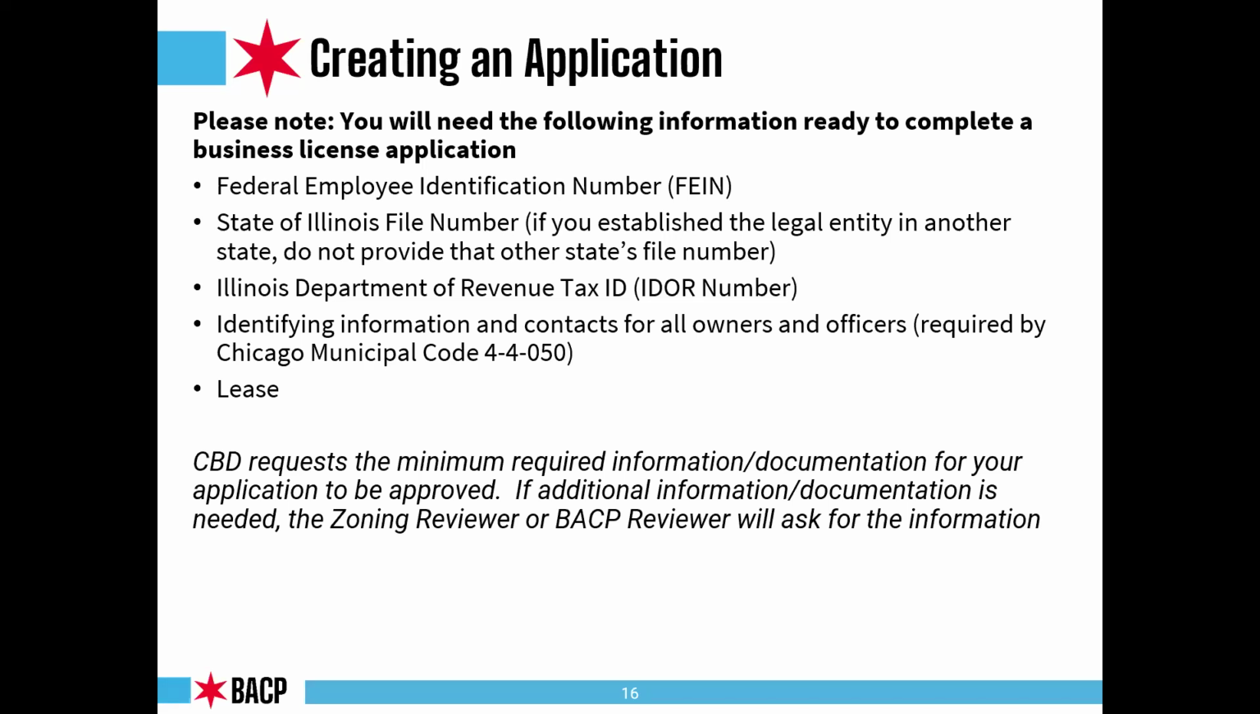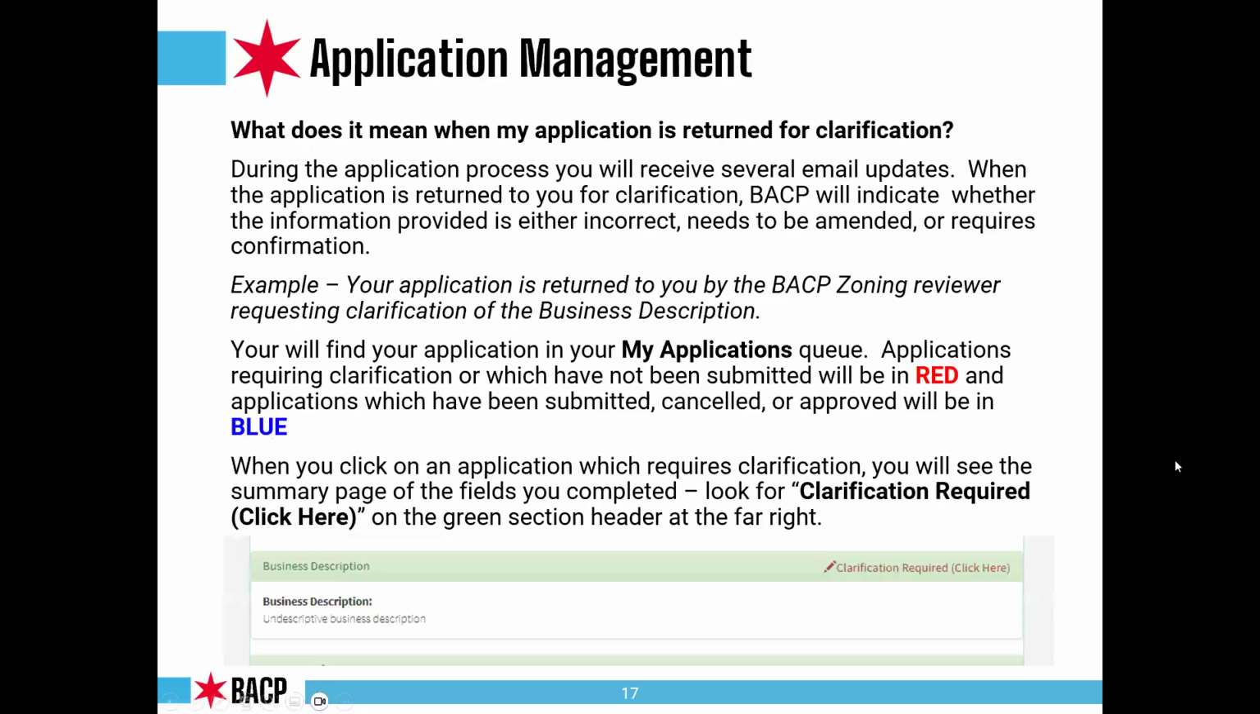CBD requests the minimum required documentation for your application to be approved. Sometimes we will need additional documentation in order to move forward in the process. Your zoning reviewer or your BACP reviewer will request that information directly to you via email or through the application comment section, which we are going to talk more about now.